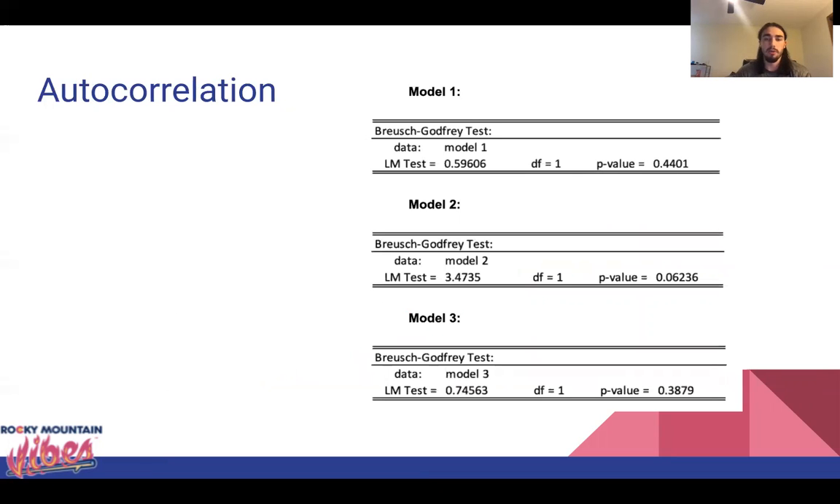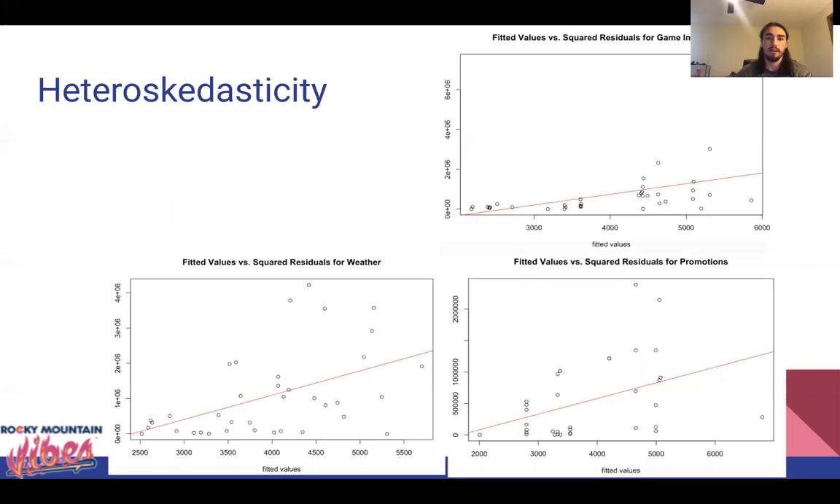Then moving on to autocorrelation, we ran the Breusch-Godfrey test, and all the results came back failing to reject the null hypothesis of no autocorrelation. So we were good there and moved on into heteroscedasticity. Ran the Breusch-Pagan test for each one, and again, it came back failing to reject the null hypothesis for all.